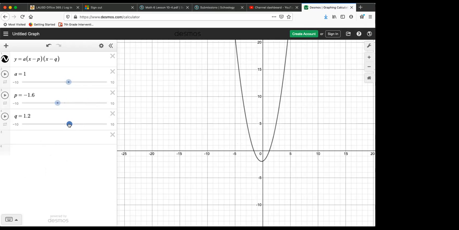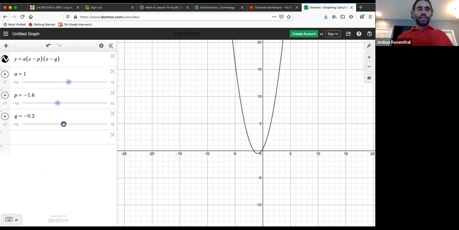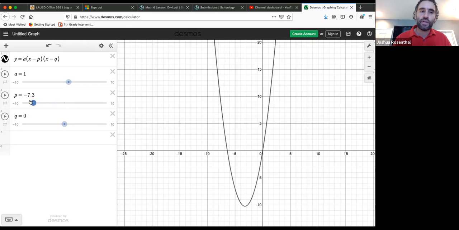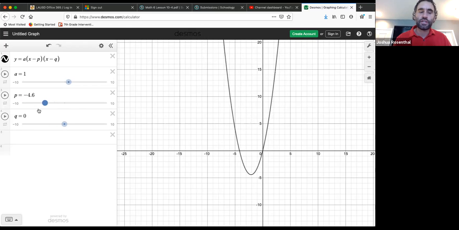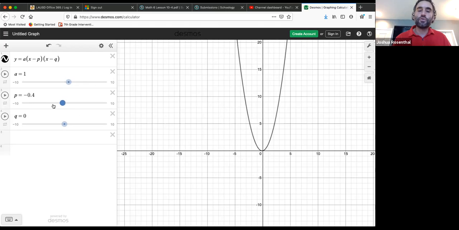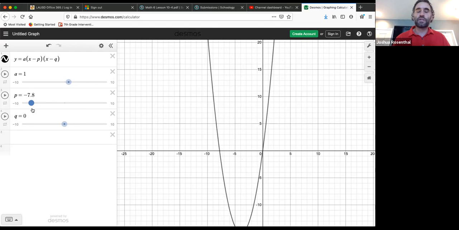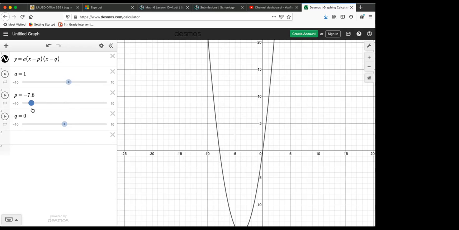And the reason is because I had Q at zero, didn't I? Yeah. So one of the roots was zero, so it stayed as zero. Look, when Q is zero, it doesn't care whether that's P or Q, one of the roots always has to be zero. And by me changing P, I'm changing what the other root is. And that's all that it's doing. And when you change the two roots, it changes where the vertex is going to be because of the symmetry. So P and Q are basically just the roots.